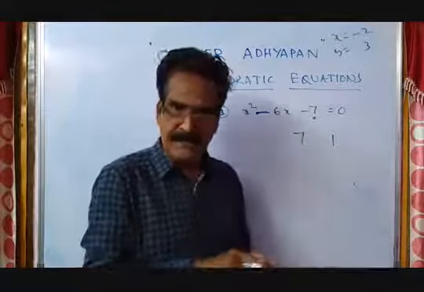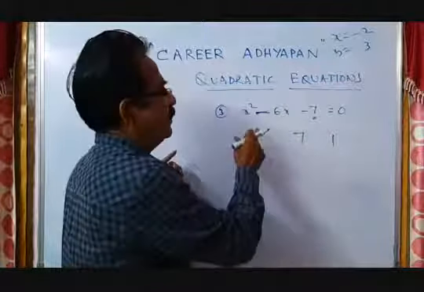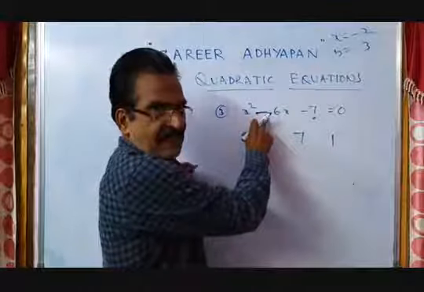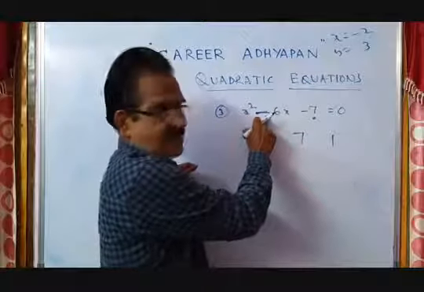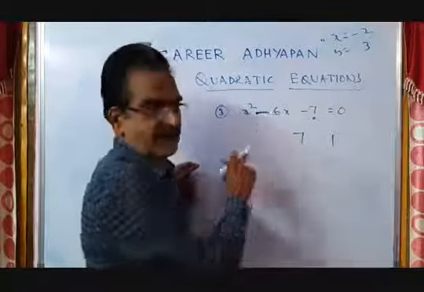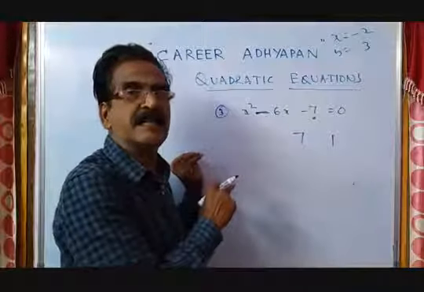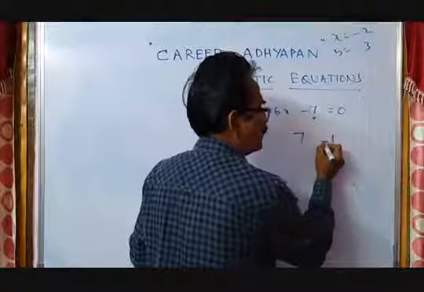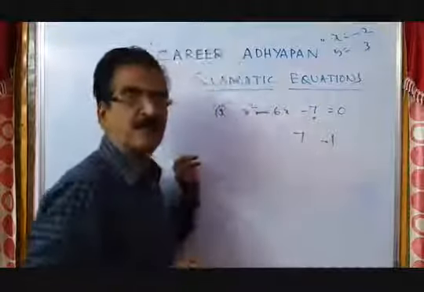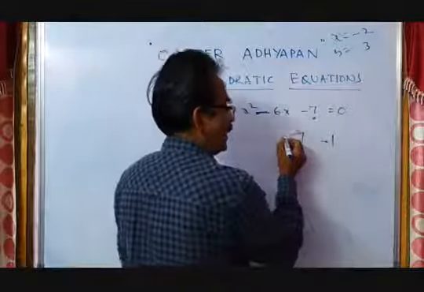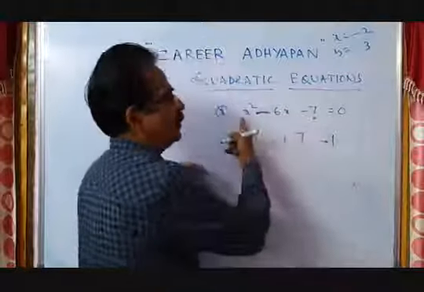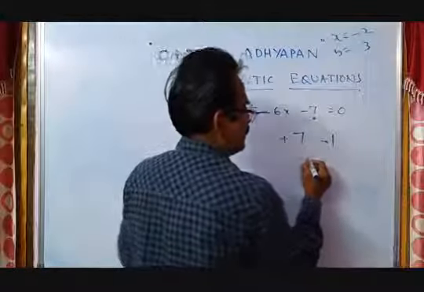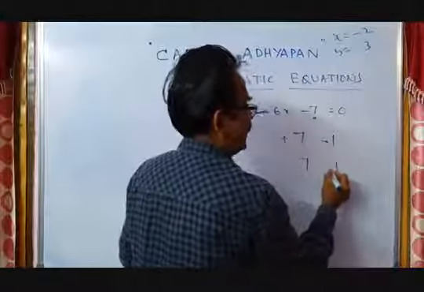Now, which is minus and which is plus? What is the sign here? Here the sign is minus. This minus sign should be given to the smaller value, and the other is plus. So the roots of this equation are 7 and minus 1.